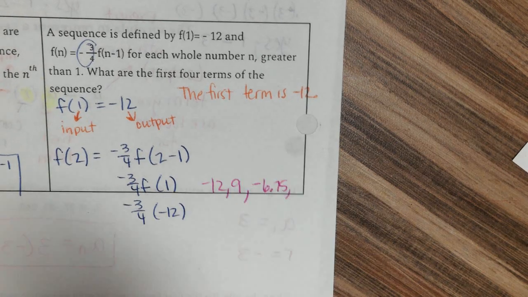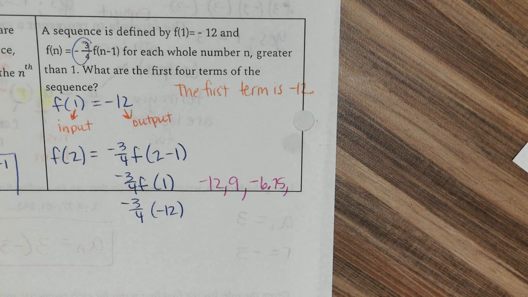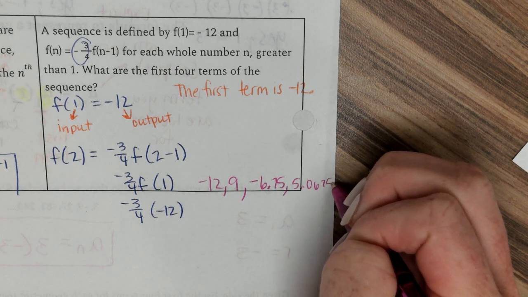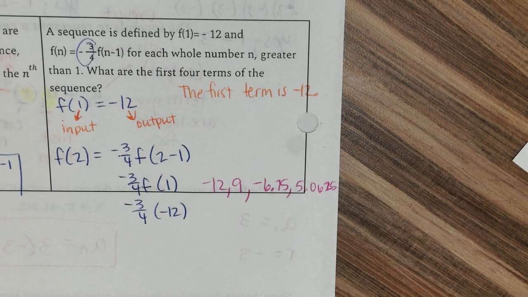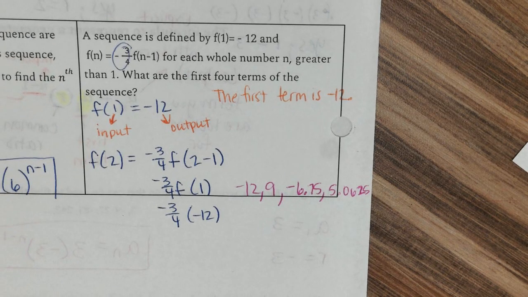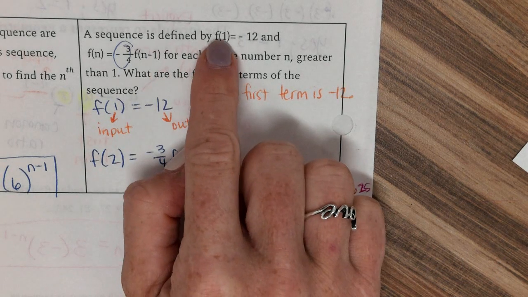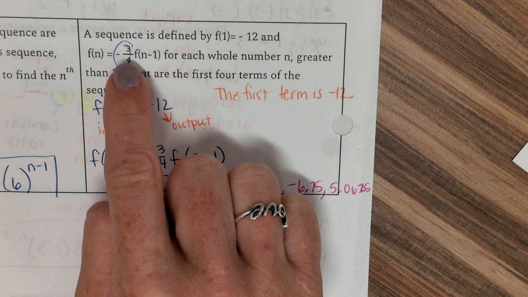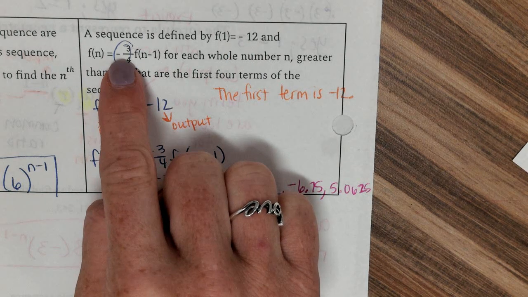If you want to put it as a fraction, that's fine. And it wants the next term, so what am I going to multiply by? Negative 3/4, which is 5.0625. Some crazy decimal. So what I needed you to understand on this problem is that you interpret this as the first term is negative 12, and you interpret this that they're multiplying by negative 3/4.